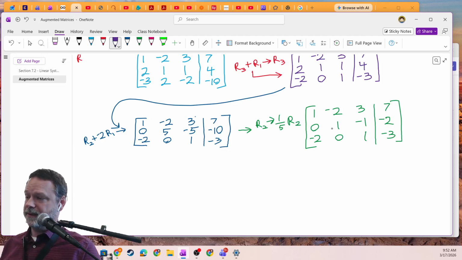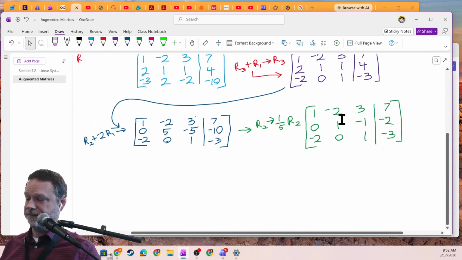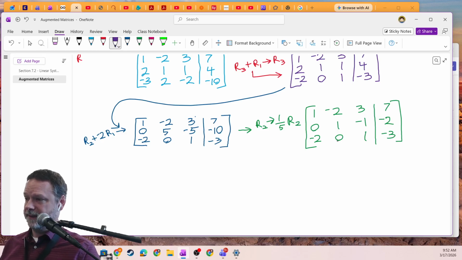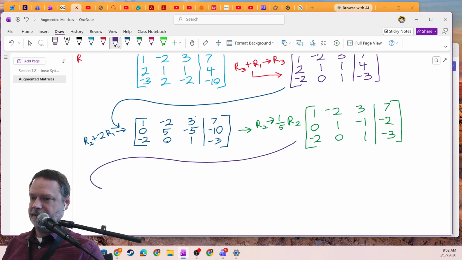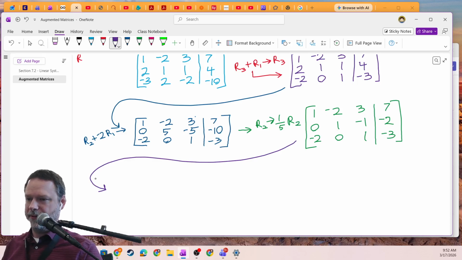Now what? Because I want to get, like I said, remember, we're trying to get to this. So I know what my variables are. So we keep messing with this. Let's go ahead and get this guy 0. Keep going. And this time we'll add to row 3 2 times row 1. So R3 plus 2 times R1.